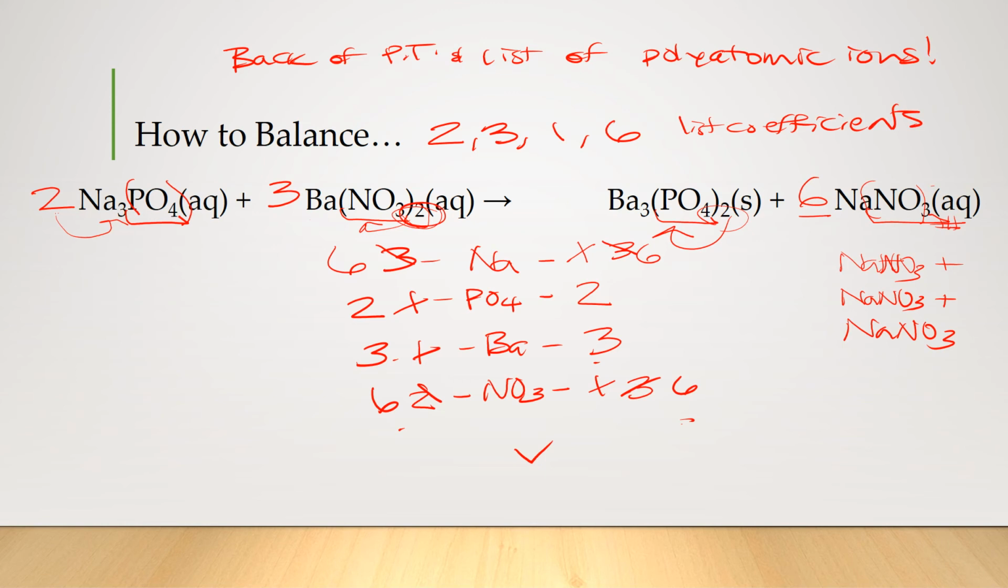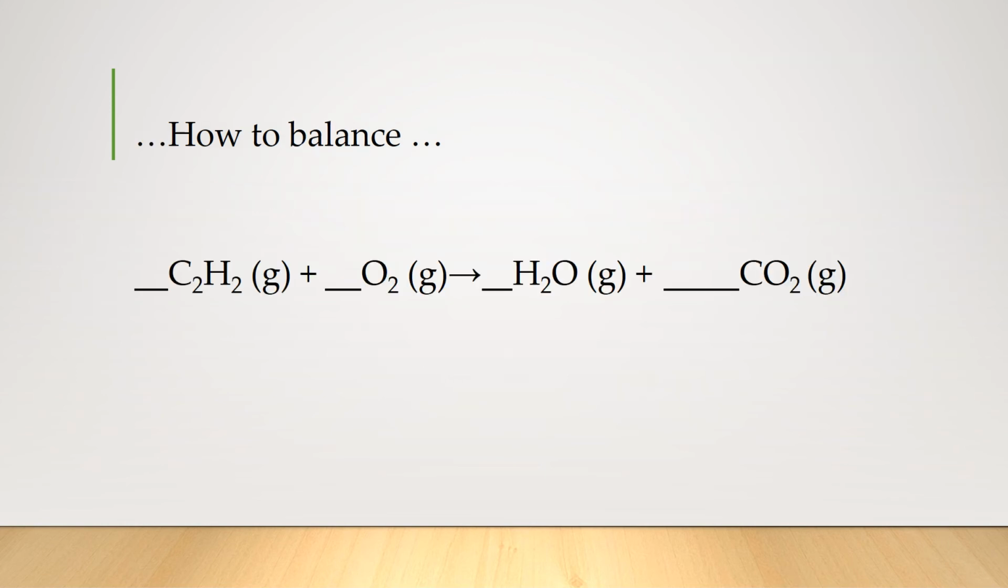Okay, let's do one more example, and this one's kind of tough too. Okay, well, I got interrupted there, so we're going to start again. Carbon, hydrogen, oxygen. Let's list these. 2 carbons, 2 hydrogens, 2 oxygens. 2 hydrogens on the product side. Oxygen I have in 2 different places, so when they add together, I have 3 of them, and 1 carbon.